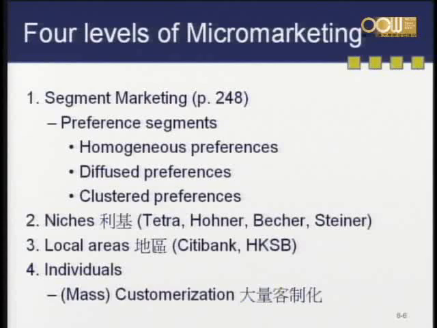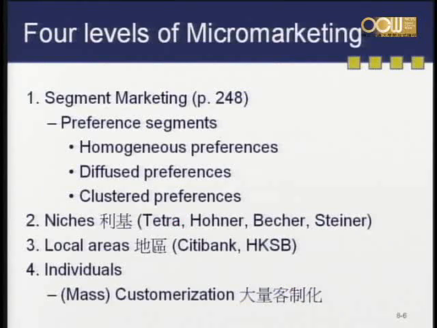Now, the book tries to clarify different terms. Segment marketing, obviously market segment. Niche, local area. I think is that HKS? I think it's wrong. Shanghai and Hang Seng Bank, HSBC. They claim that they are the global local company, something like that. All right, that's what local is about. And then we have individual, which we call one-to-one marketing. Let's look at it very quickly. Segment marketing. And again, they are so-called homogeneous, diffuse, and clustered. I will tell you about these three different preferences later.